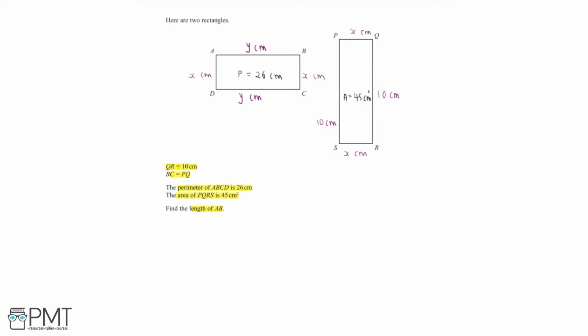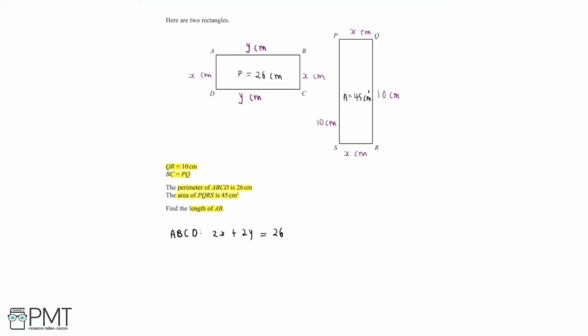Now let's use what we know about the area and the perimeter of rectangles. So let's look at shape ABCD. Now the perimeter would be equal to all of the side lengths added together. And so we can say that X plus Y plus X plus Y will give us the perimeter, which we can simplify into 2X plus 2Y. We know that the perimeter is 26 centimetres, and so we now have an expression that 2x plus 2y is equal to 26.